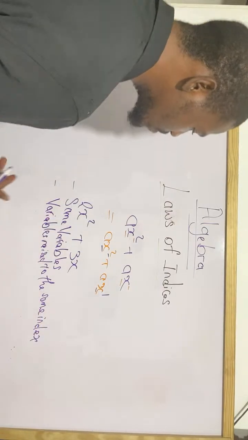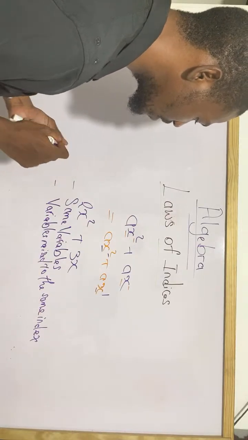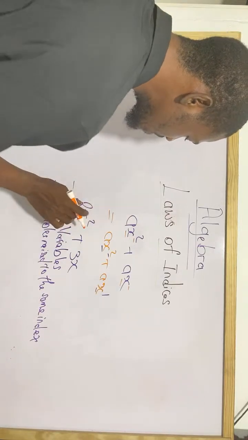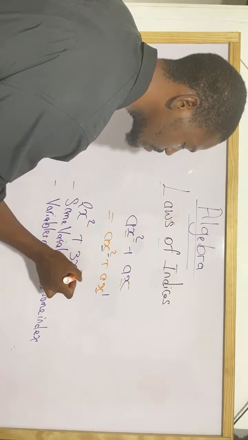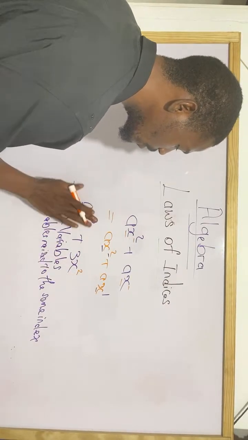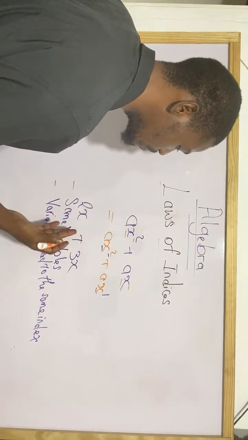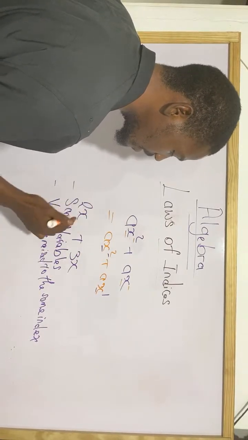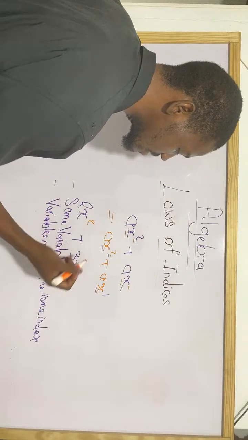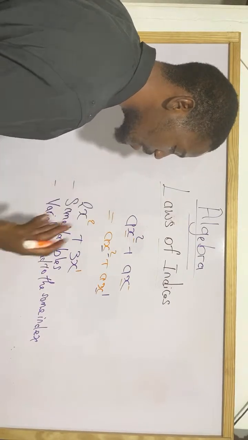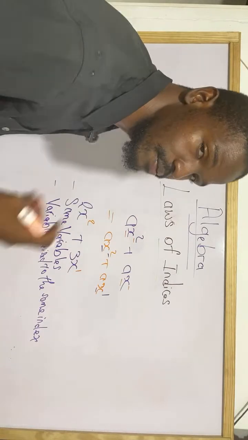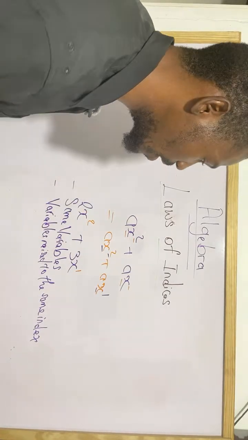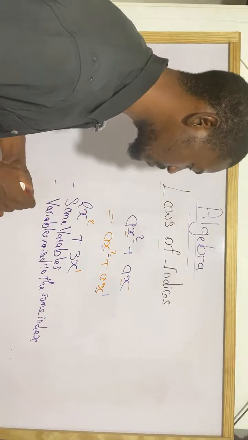So the variables must be raised to the same index. That means that if this is x and this is x, in order for us to add them, these two must be x squared. Or both of them would have to be x to the power of 1 in order for them to be added. If they are not raised to the same power, then we cannot add or subtract variables, right? That is key for us to note, right?